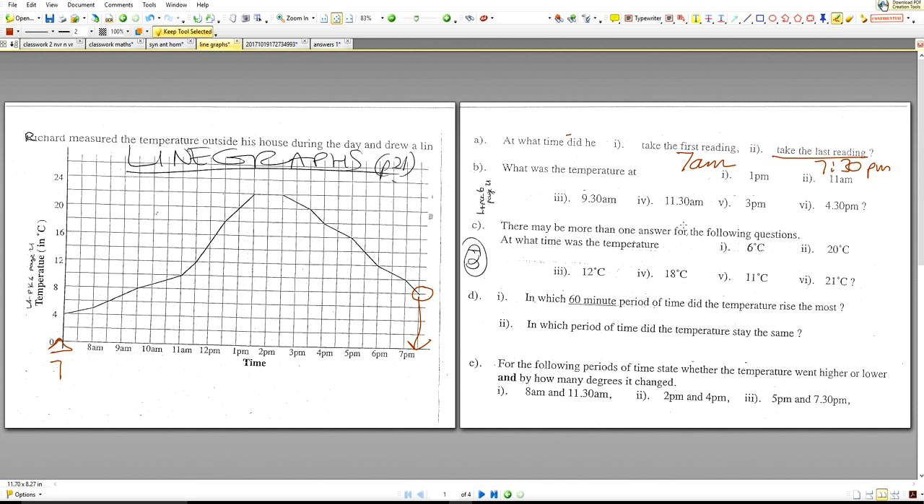What was the temperature at 9:30? Now, I'm going to use a different tool now. So 9:30, I'm going to start at 9:30 from here. I'm going to go up to the line and go across. Okay, my line. Okay, so that should be roughly, it should be 8.